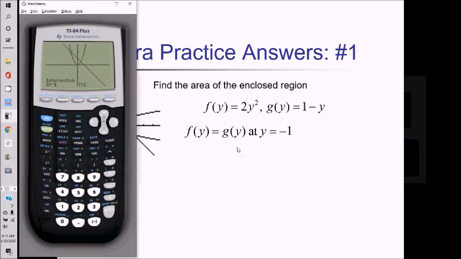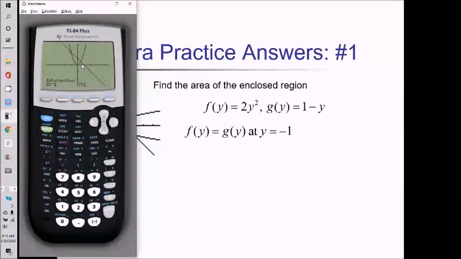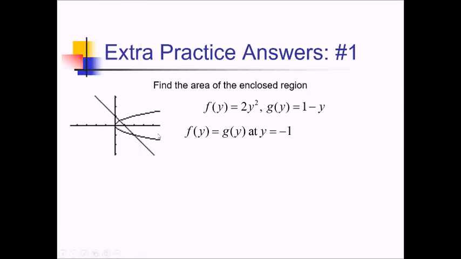That's the bottom intersection. And now to find the top intersection, let me do second trace, option 5 again. And we'll go over to the right side and press enter 1, 2, 3 times. That gives me an x value of 1/2, or 0.5. So that means that these functions intersect at the y value, 1/2.